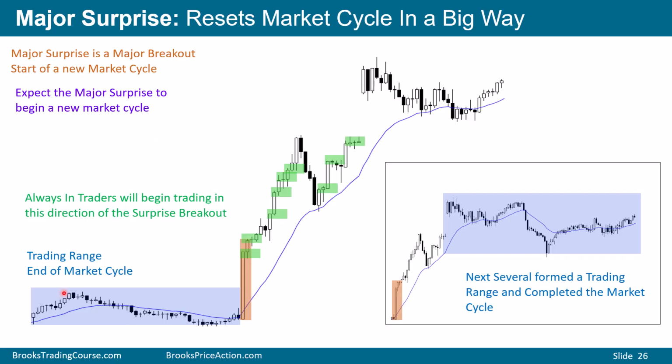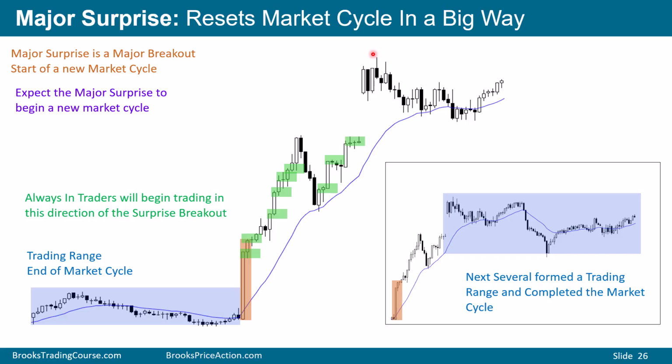We have a tight trading range here, so it's the end of a market cycle. And then we have this very strong bull breakout here. That's a strong enough breakout that the odds are you're going to get several legs up, and you're probably going to get a prolonged channel. And then we got several bull bars in a row. This breakout might be a breakout on a higher time frame. And then we got a trend line break and a new high.